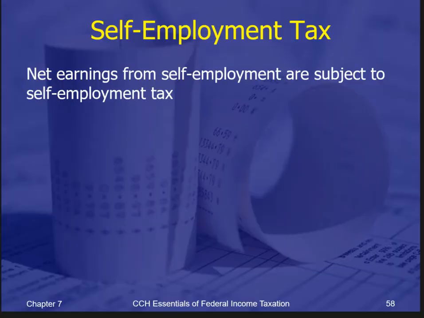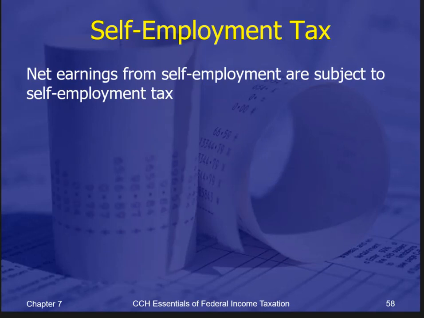Welcome class to our part 2 having to do with self-employment and chapter 7 of our textbook. This little complication is the calculation of self-employment tax, and probably nothing gives us more headaches as professionals than the self-employment tax, because that is what a typical small business owner doesn't realize that they have to pay.